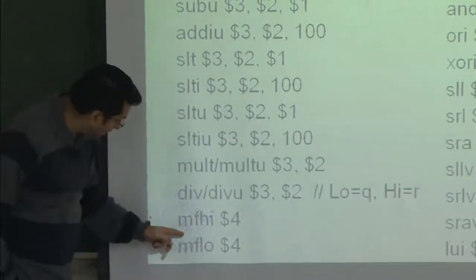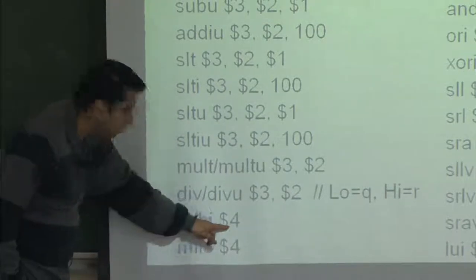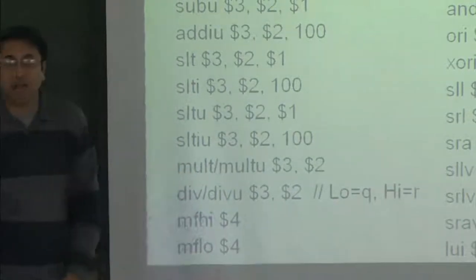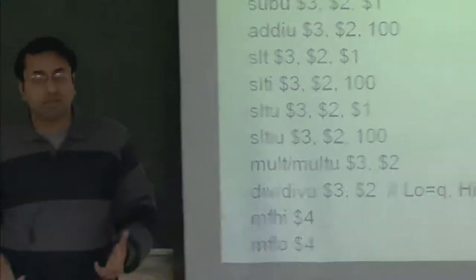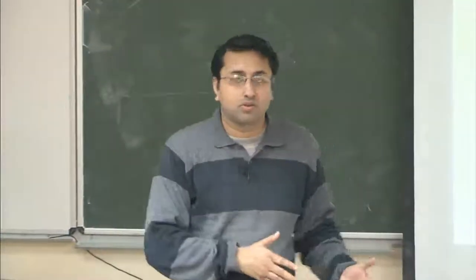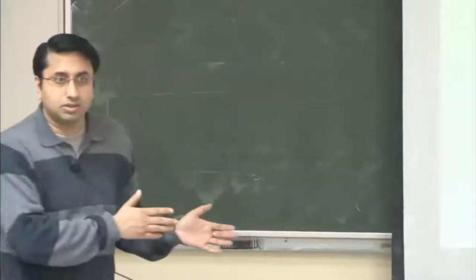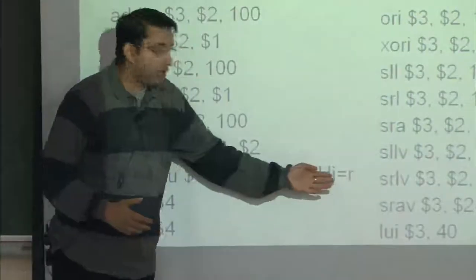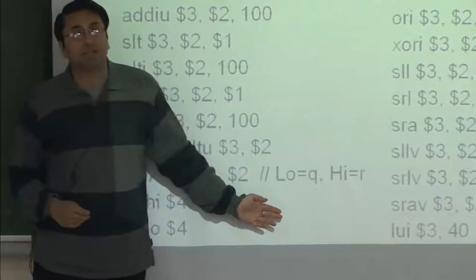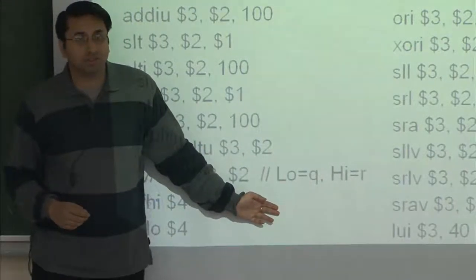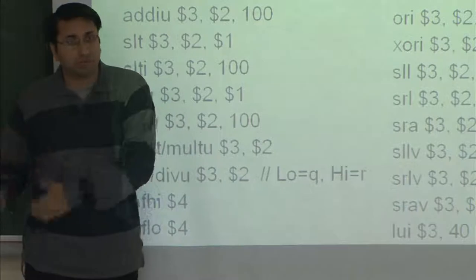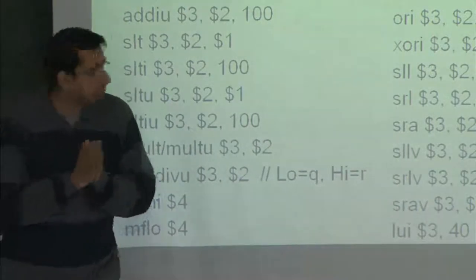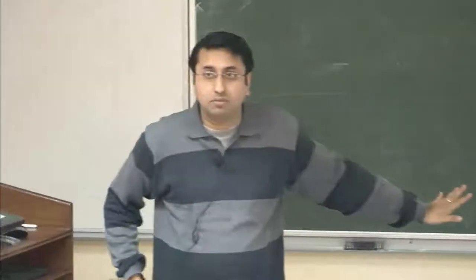So for example, this instruction will copy high into $4. Okay. So now you can actually do conventional arithmetic on the result of your division or multiplication. Okay. Because low and high, you are not allowed to use low and high in any other arithmetic instruction as an operator. Okay. So clearly you have to bring it first to the general purpose register, and then only you can use that. Any question on this left side, the left column, the arithmetic column?